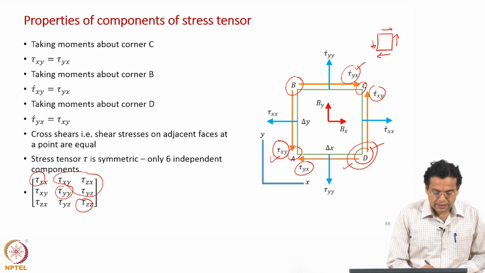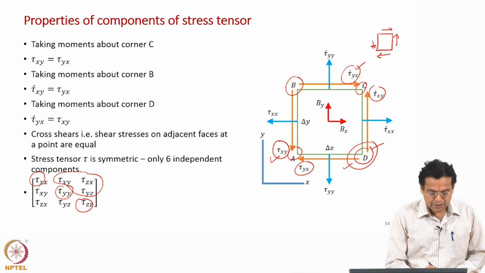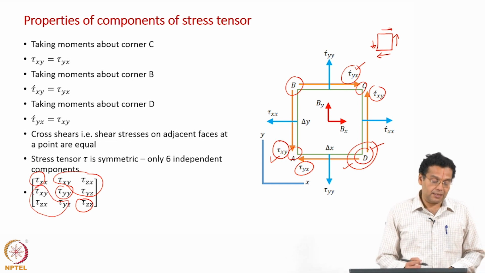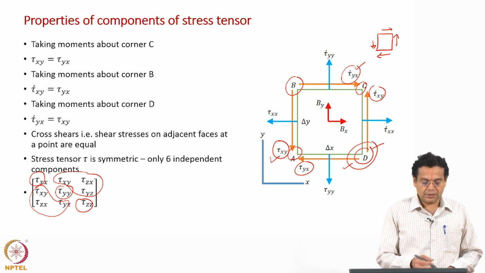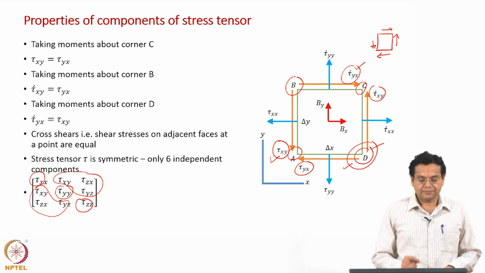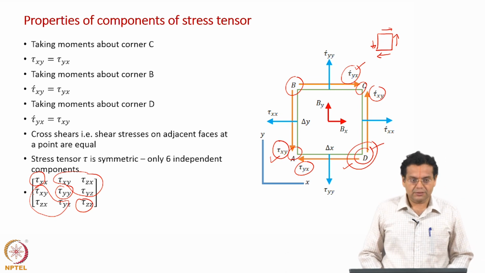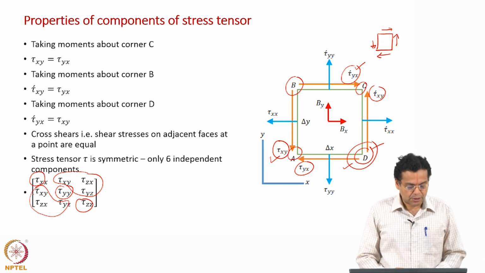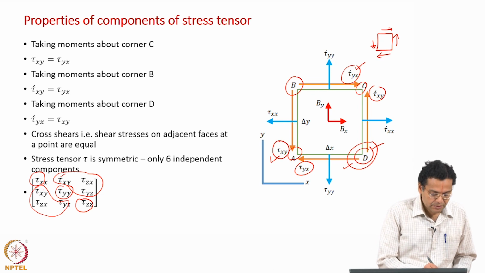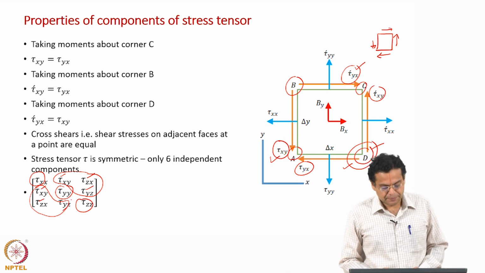Look at the way in which this stress tensor is written. Earlier we had written all the 9 to be independent. Here the lower elements below the diagonal are written the same as those above the diagonal. So, in this stress tensor representation only 6 independent components are shown, 3 along the diagonal and only 3 off diagonal elements, not 6 off diagonal elements. Tau x y, this is also tau x y, tau z x, tau z x, tau y z, tau y z. So, only 6 components have to be dealt with.